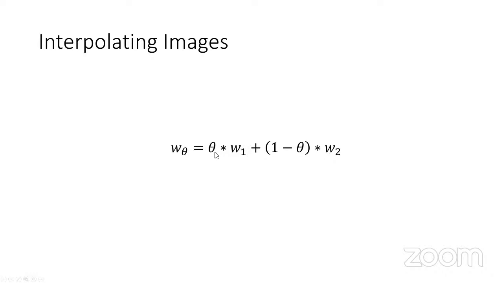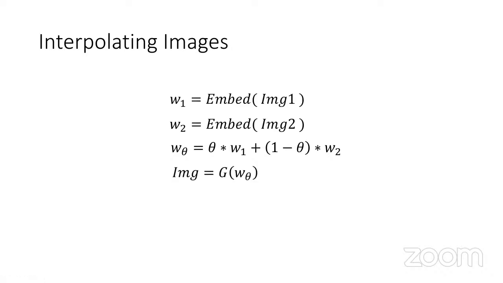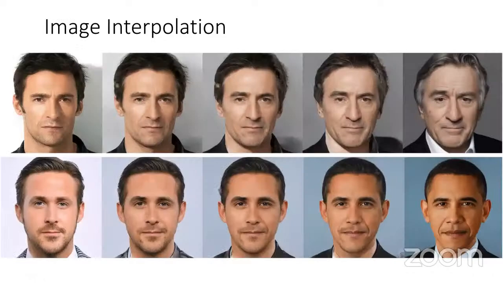And so what you can do is a simple linear interpolation of the W codes, which can give you an interpolation of images. To make this very explicit, you would have two RGB images. You would start by embedding the first image to get the first W code. Then you embed the second image to get the second W code. Then you do a linear interpolation. And then you use the generator G again to generate an RGB image from this interpolated W code. So these are some early results.